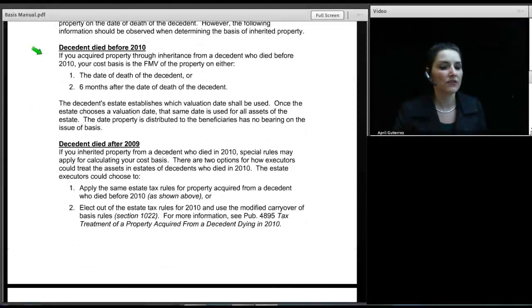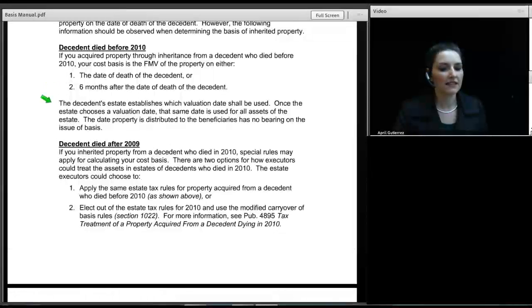Firstly, if we have a decedent who died before 2010, and that would be most of the people who ever died in the world, right? If you acquired the property through inheritance from a decedent who died before 2010, your cost basis is the fair market value of the property on either the date of death of the decedent or 6 months after the date of death of the decedent.